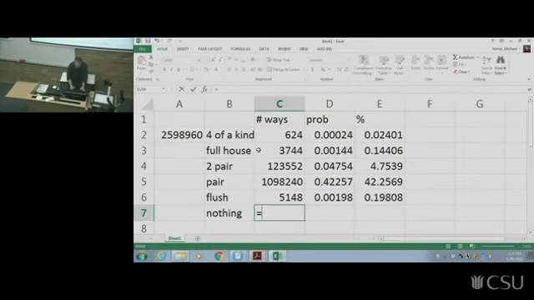And so this is equal to: choose the 5 cards minus the straights, choose the suits minus the flushes.